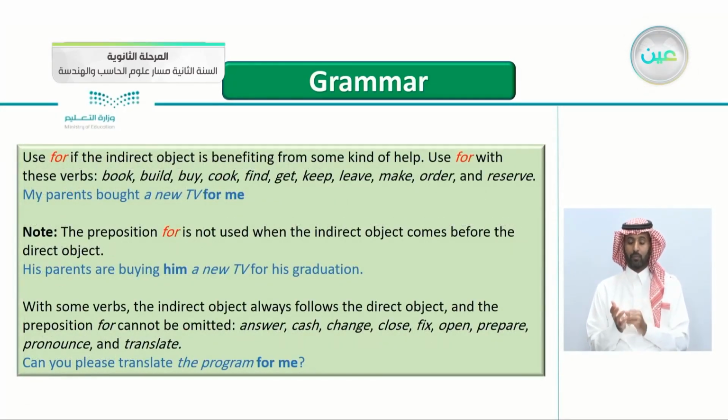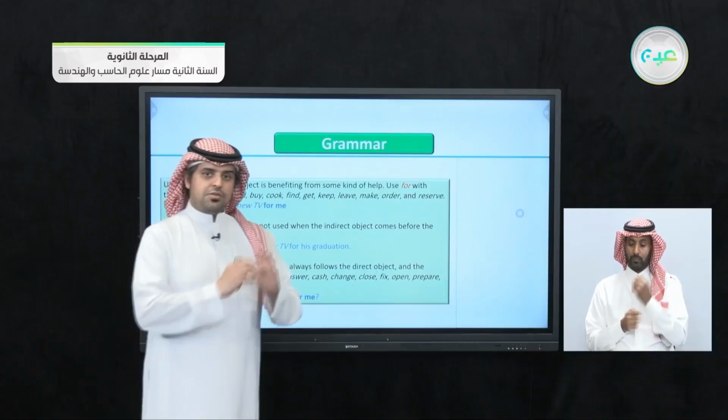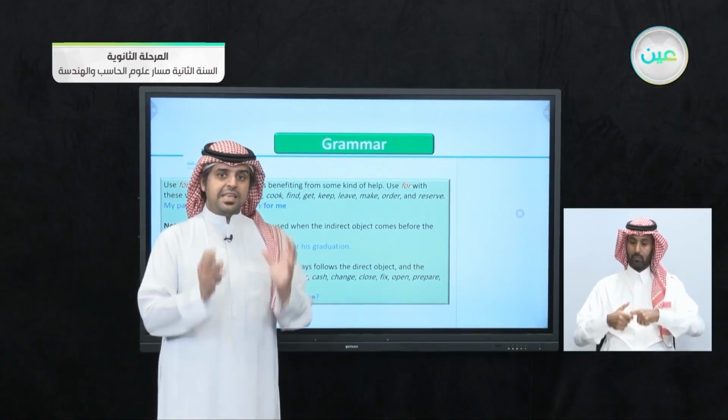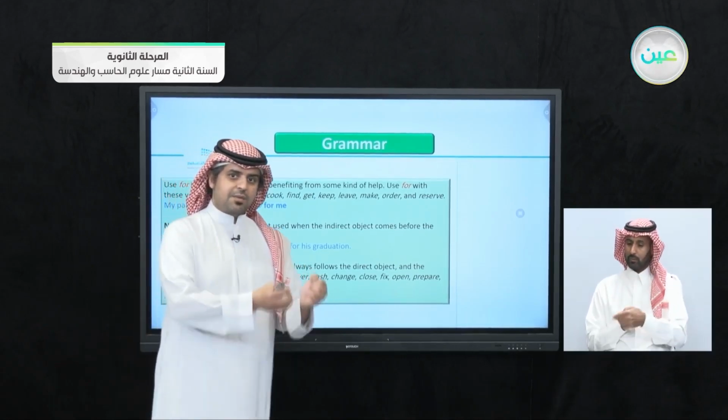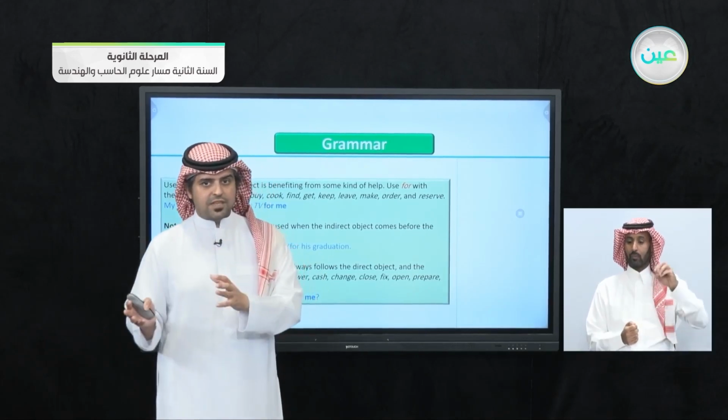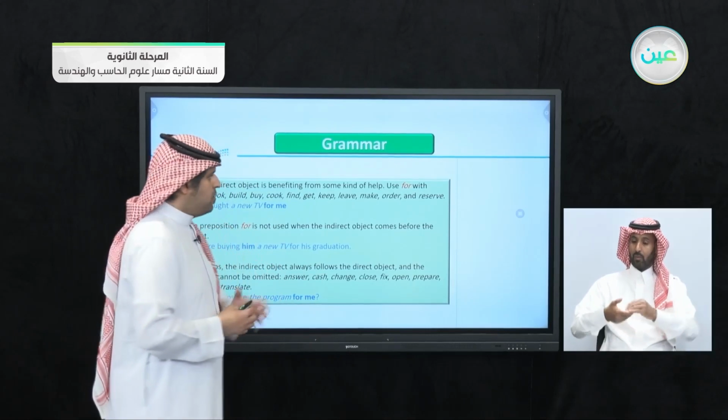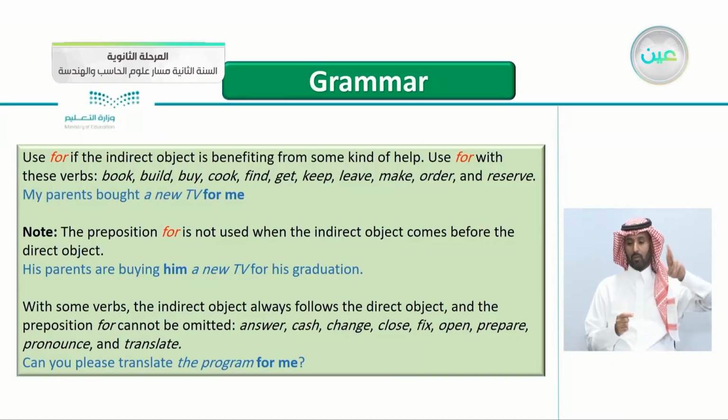Regarding the for here, we use for if the indirect object is benefiting from some kind of help. Notice here that it's all related to the indirect object. When he's receiving something, we say to. When he's benefiting, he gets some help from someone, we use for. We use for with these verbs: book, build, buy, cook, find, get, keep, leave, make, order, and reserve.